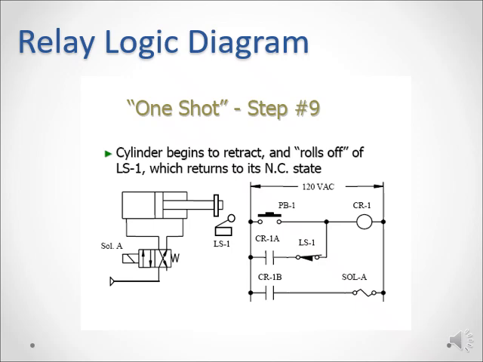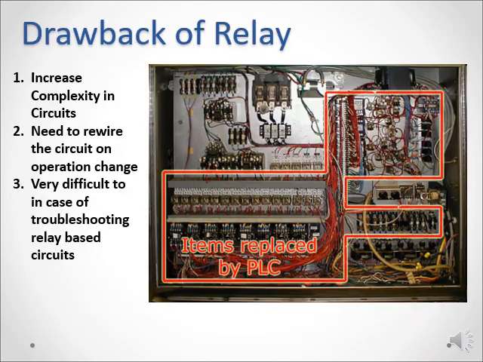Now, what are the drawbacks of any relay-based control circuit? As you can see, this is a hardwired system. You don't have any software, rather you have actual wires connecting each other, and it sometimes becomes very messy and complex. If there is any change in operation, you have to rewire everything. You cannot just update the software. Finally, it is very difficult with this messy system to do any sort of troubleshooting. So these are the problems of any relay-based control system.